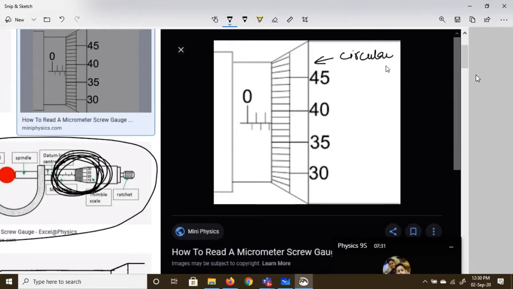Let's pull up this one. आप मुझे इसकी रीडिंग बताओ. The one on the right, इसकी मुझे रीडिंग बताओ जल्दी से.